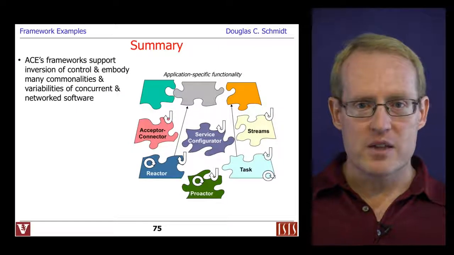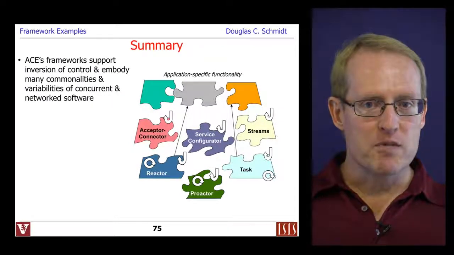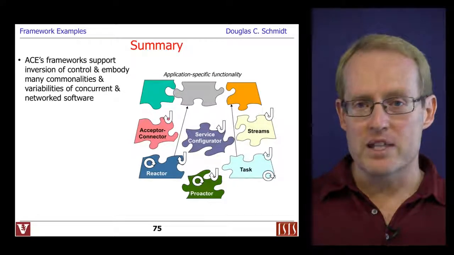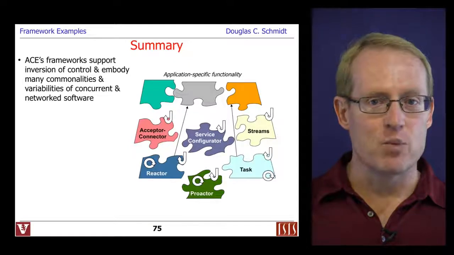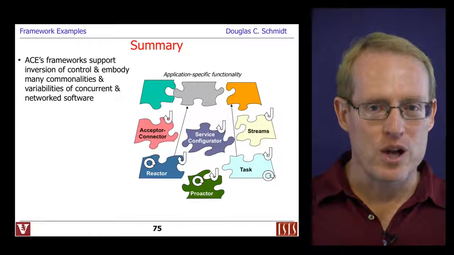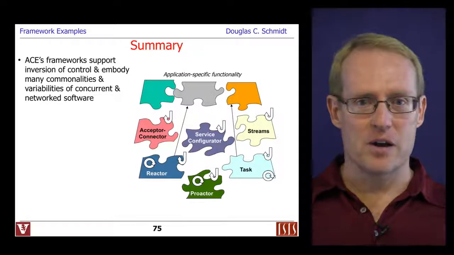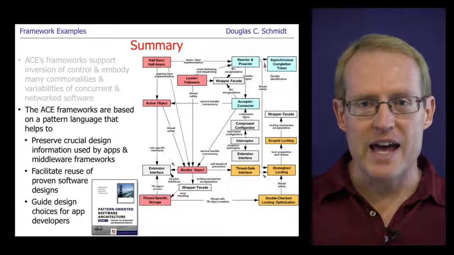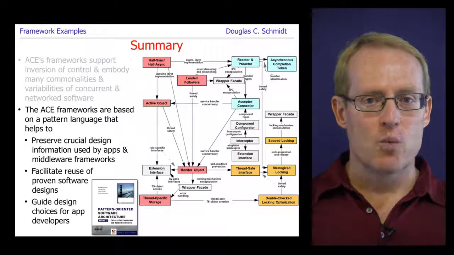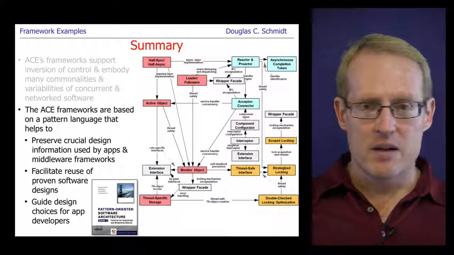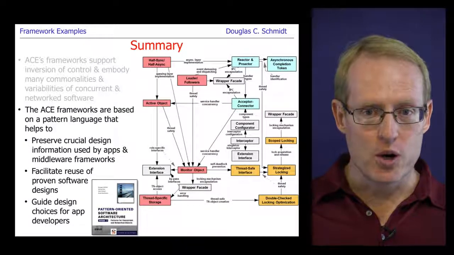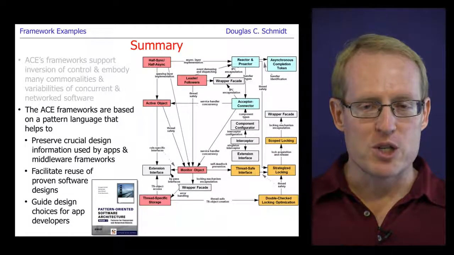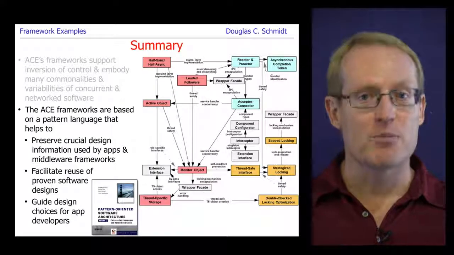So to summarize this part of the module, ACE provides a number of frameworks that support inversion of control, and it also embodies many commonalities and variabilities that you'll find when you develop concurrent and network software, application software, system infrastructure software, and so on and so forth. These frameworks that ACE has are based on a pattern language, which is largely documented in the Pattern-Oriented Software Architecture Volume 2 book, with some help from some other patterns from other sources. And we use this pattern language throughout the development and application of ACE for a number of purposes.